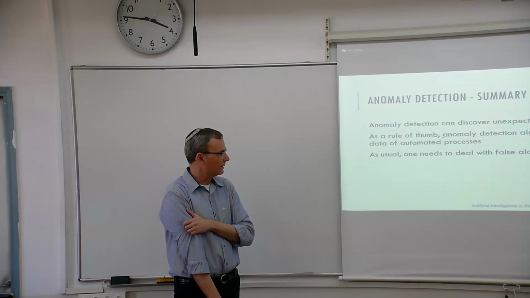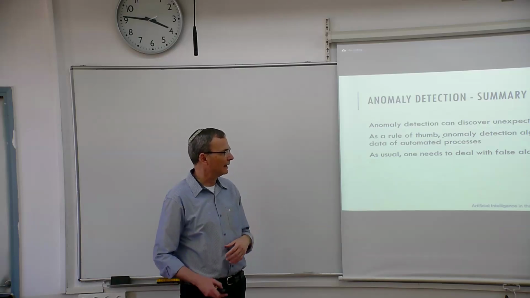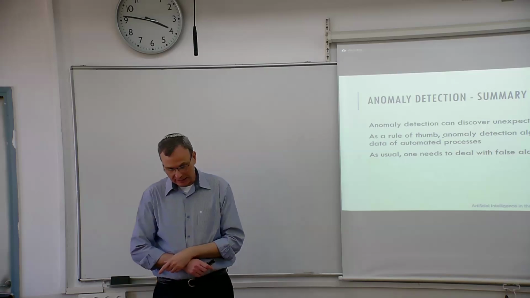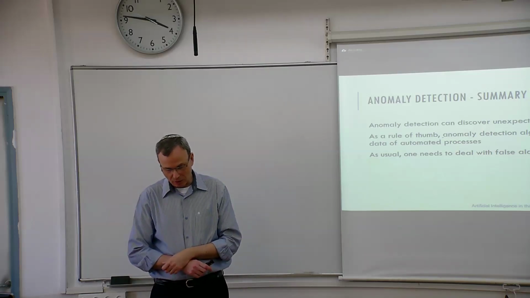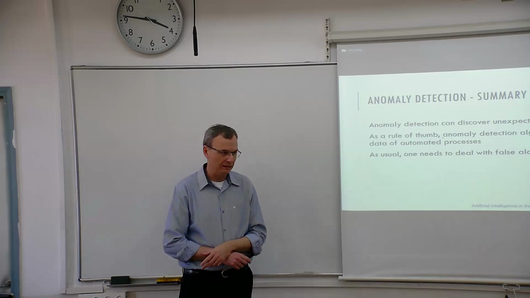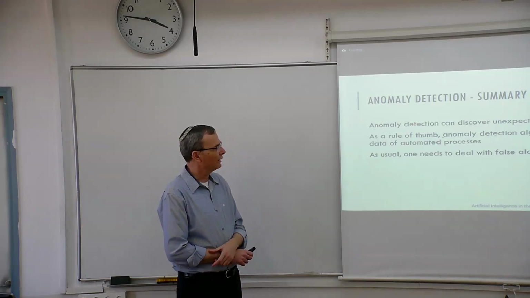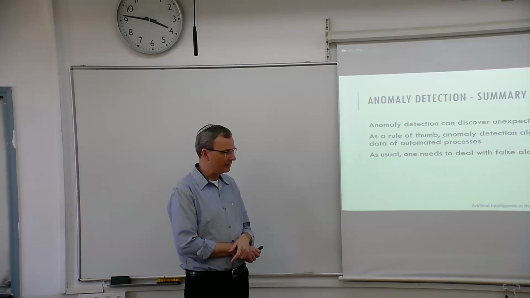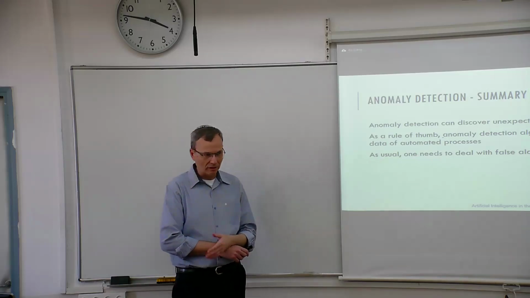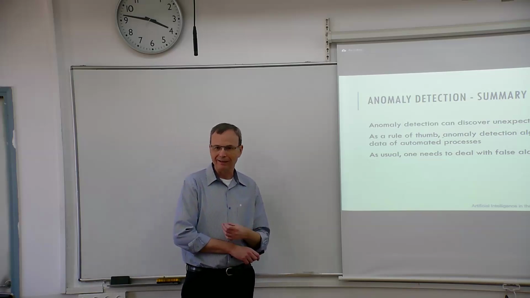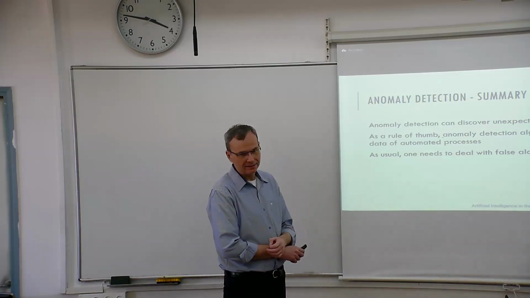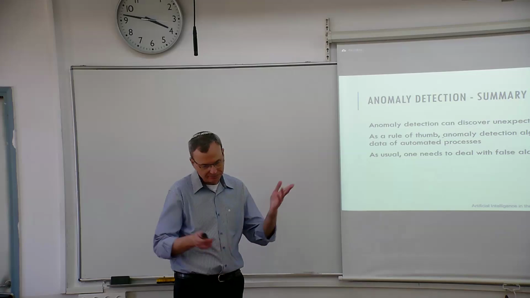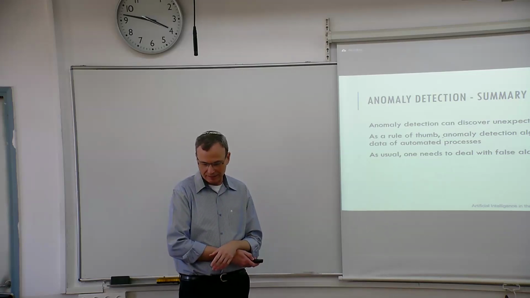Okay, so let's summarize this. Anomaly detection can discover unexpected cyber threats, and there are products out there that do this. As a rule of thumb, anomaly detection algorithms work better on data of automated processes. One of the best ways to go here is using this technology in SCADA systems, because a SCADA system does not involve users. So everything there should be very automatic and regular. And if we see anomalies, it should be looked into. As usual, one needs to deal with false alarms. This is the life of cybersecurity.